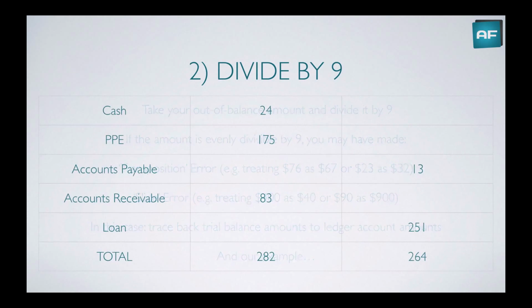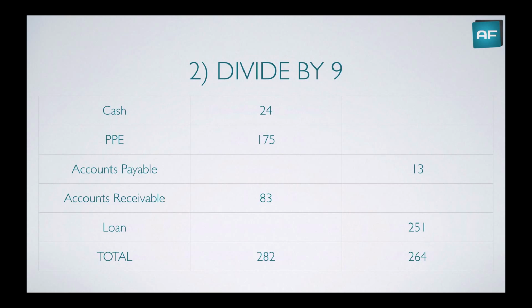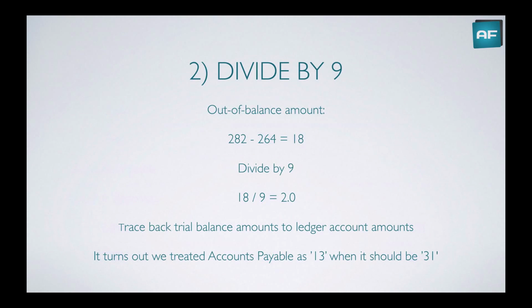So here's our example. We've got our out of balance trial balance. Debits are 282, credits are 264, and we've got our figures here. Our out of balance amount is 18, 282 minus 264. We divide that by 9. We see it's evenly divisible by 9. So 18 divided by 9 is 2.